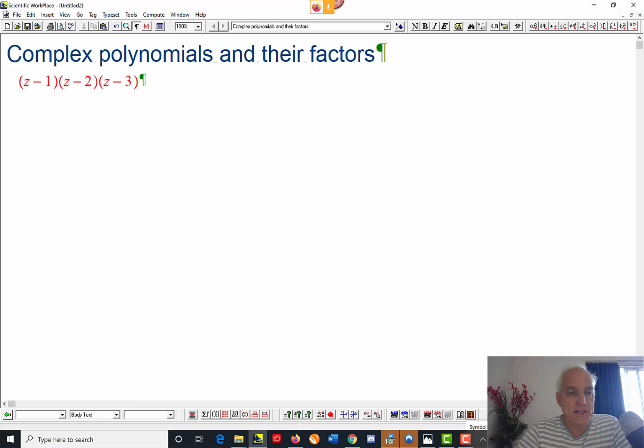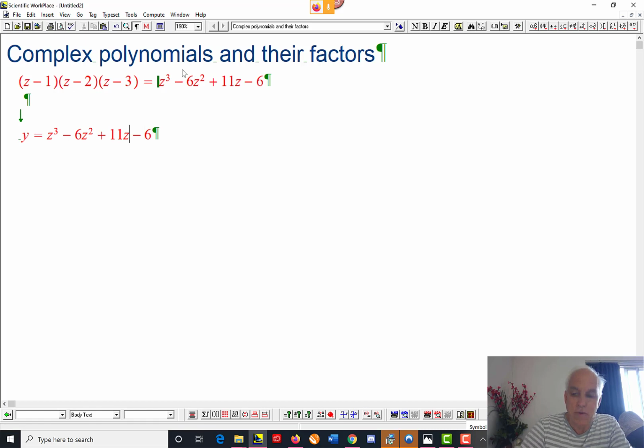Okay, so to illustrate these things, let's have a look at this little program. It's called Scientific Workplace. It allows me to do typesetting with LaTeX, but it also has a nice computational engine in it, so I can compute things. So here's a product of three linear factors, z minus 1, z minus 2, z minus 3. I could get my machine to expand this out. We get the polynomial z cubed minus 6z squared plus 11z minus 6. Now, if we were in the ordinary high school domain, we probably wouldn't use z. We might use x instead.